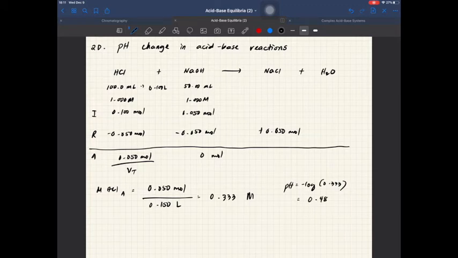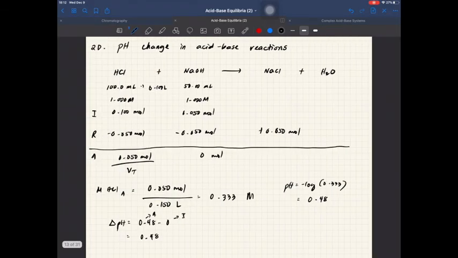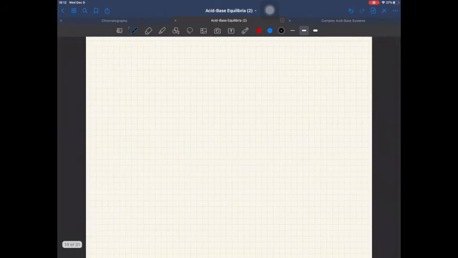Thus, the pH change is 0.48 minus 0. This one is after the reaction, and this one is initially, before the reaction. So the pH change is 0.48 pH units. How about for weak acids and weak bases? If a weak acid or weak base is reacted with a strong acid or strong base, then we can also calculate the value of pH afterwards.